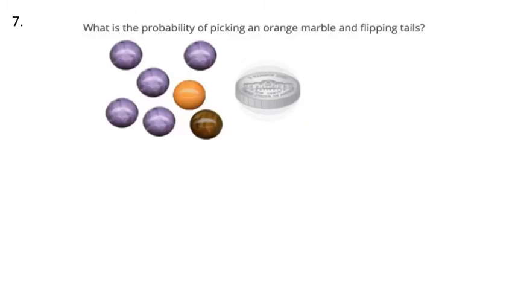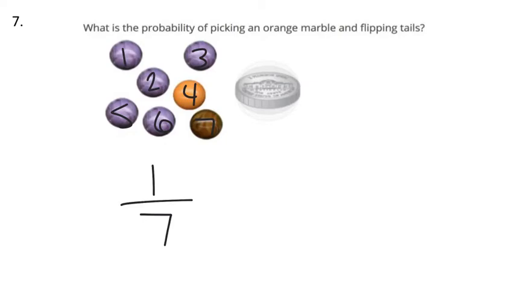All right, for number 7, what is the probability of picking an orange marble and flipping tails? Well, guys, this is a compound event because we are working with more than one event here. Let's get a fraction for the first set. We have these marbles, and we might count them. There's 1, 2, 3, 4, 5, 6, 7 marbles. Well, how many of those marbles are orange?